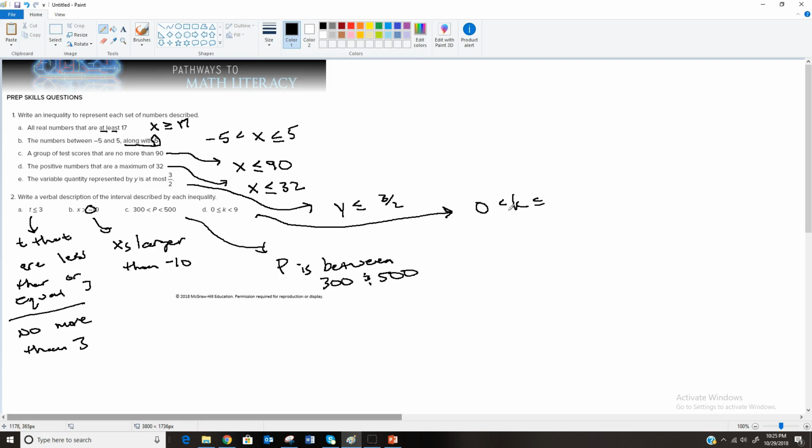And then last but not least on this page, we have 0 is less than or equal to k is less than or equal to 9. And in this case, k is between 0 and 9, including both. So if you're 0 or if you're 9, you would still be in that group. Whereas if we left the equal signs off the bottom here, you couldn't put 0 or 9 in the group because they aren't between 0 and 9, they're actually at that location.